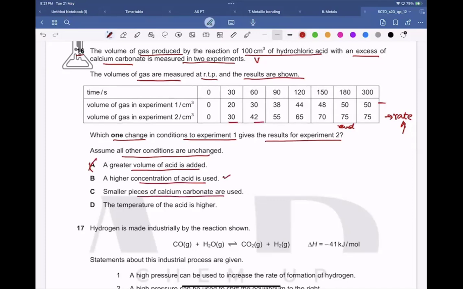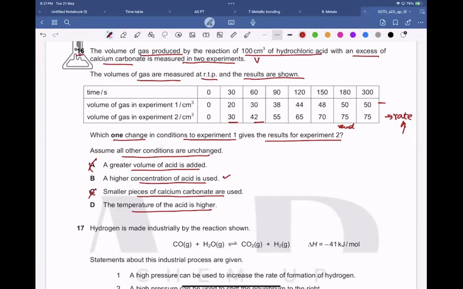Smaller pieces of calcium carbonate are used. No, it cannot be because they didn't mention initially whether it's a solid lump or small pieces. A temperature of the acid is higher. No, because there is one other thing, if you see the total amount is also okay. Sorry, my bad. The reaction is ended here in both the cases. So see, we are getting more volume. So it means more hydrochloric acid has been used at a higher concentration. If we use a higher concentration with the same volume, there would be more moles. So D goes wrong and B is the correct answer.